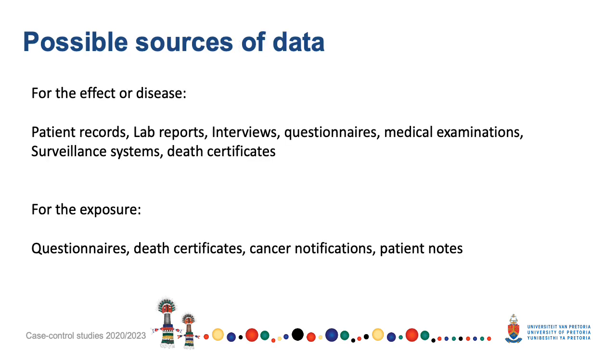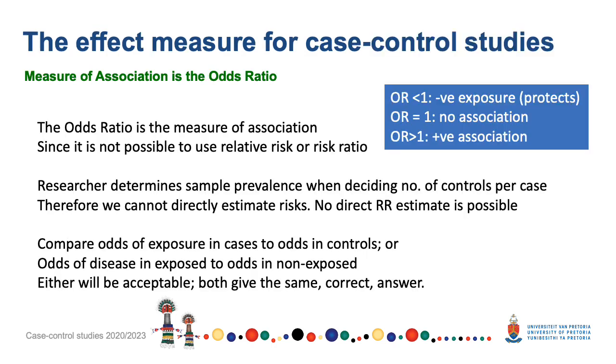Here are just some examples or suggestions about where you might find out about the disease or the exposure. You might look in patient records, lab reports, you might do interviews, medical exams, surveillance systems, death certificates, and so on. You could also go to cancer registry and looking at patient notes.